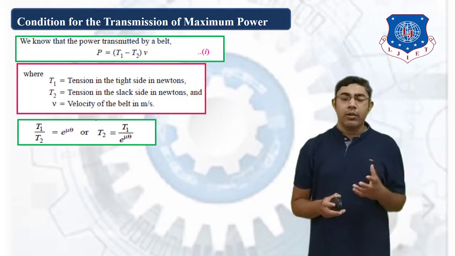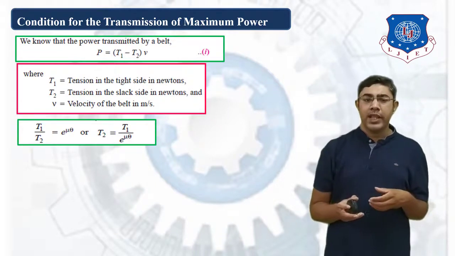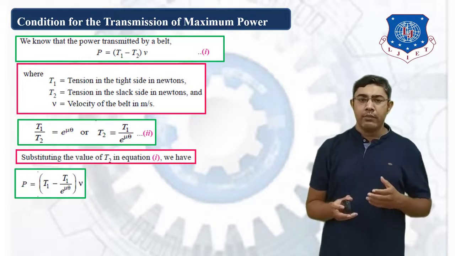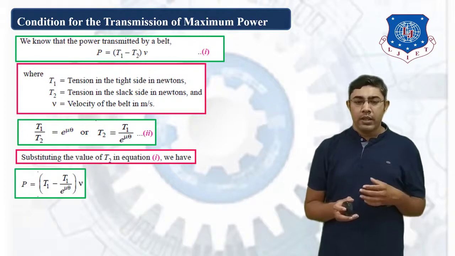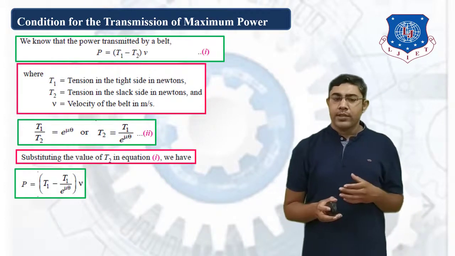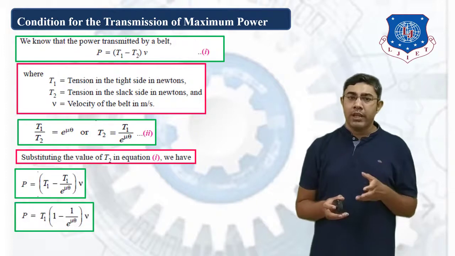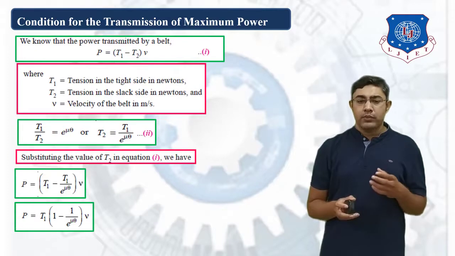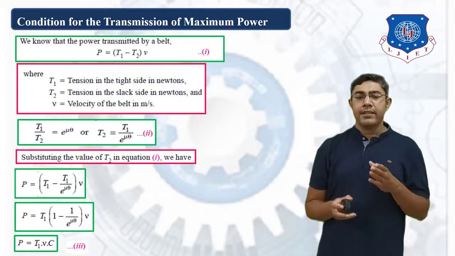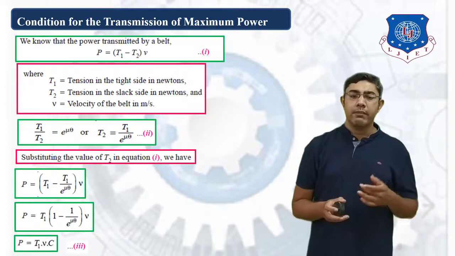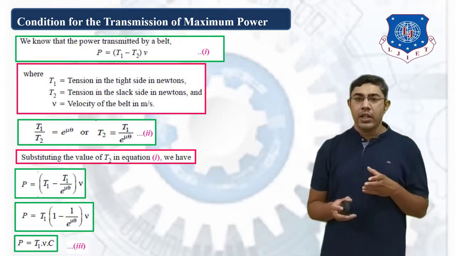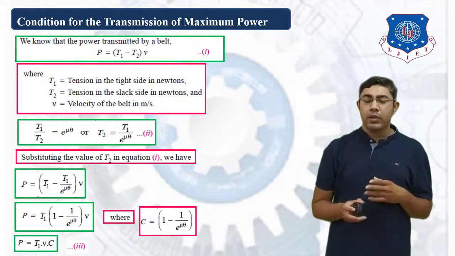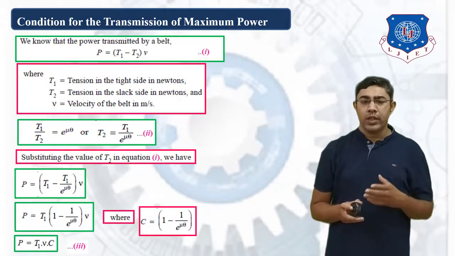So place the value of T2 in equation 1. So we get the power P is equal to (T1 minus T1 upon e raised to mu theta) into V. Now take T1 as common, so we get P is equal to T1 into (1 minus 1 upon e raised to mu theta) into V. If we consider 1 minus 1 upon e raised to mu theta is equal to C, then power becomes P is equal to T1 into V into C, which gives equation number 3, where C is equal to 1 minus 1 upon e raised to mu theta.